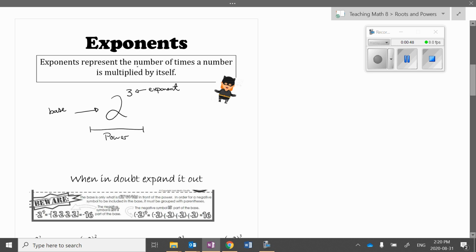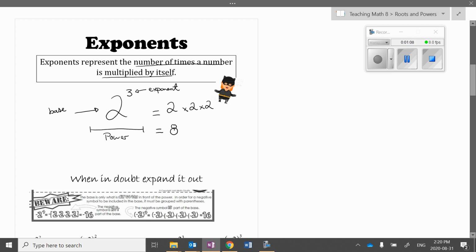Well, it's the number of times a number is multiplied by itself. So that means 2 is multiplied by itself 3 times. So we get 2 times 2 times 2. I wrote out 3 2's there. 2 times 2 is 4. 4 times 2 is 8.